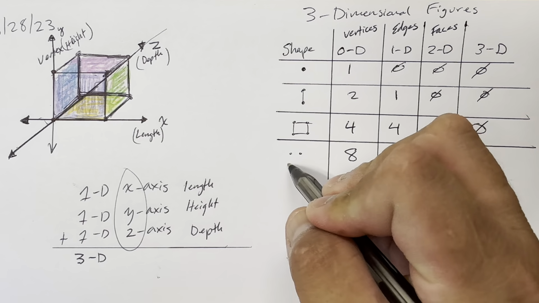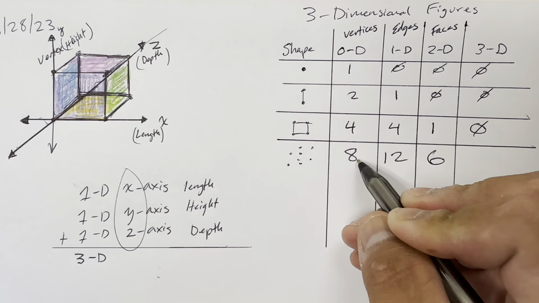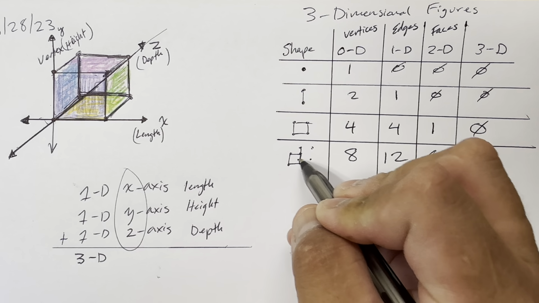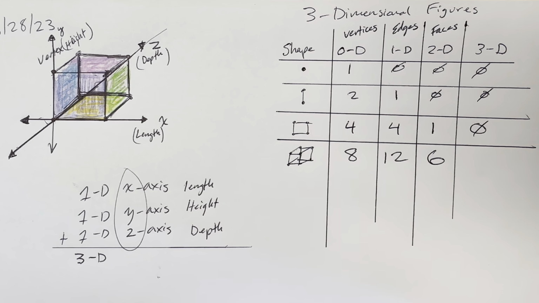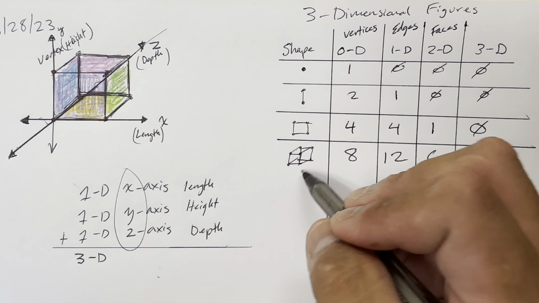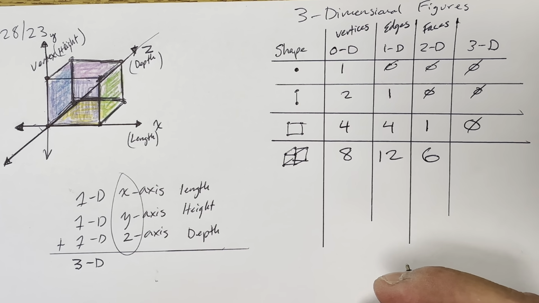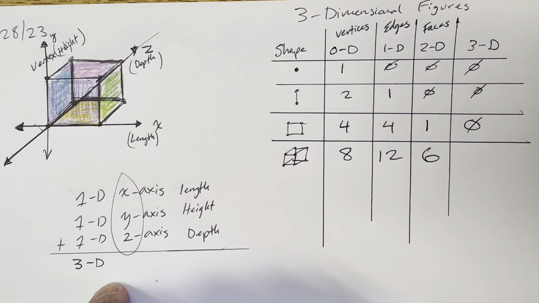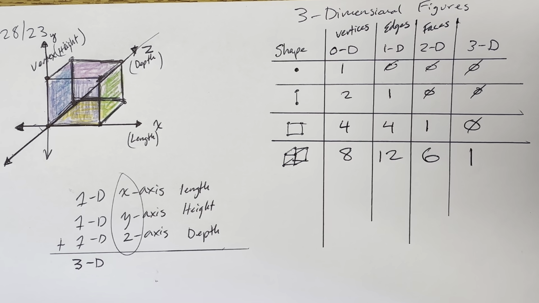So 8 vertices, 12 edges. And of course, if you were to unfold it, you would have 6 faces, 6 2-dimensionals. Now, how many 3-dimensionals do we have? Well, 3-dimensionals, you have the X, Y, and Z axes, makes one 3D figure, which is that cube. And we'll stop there, okay?